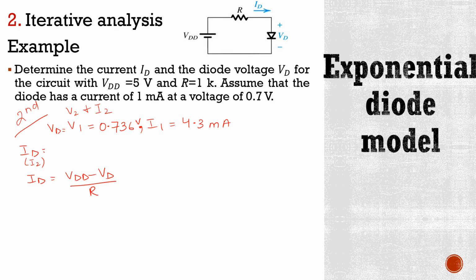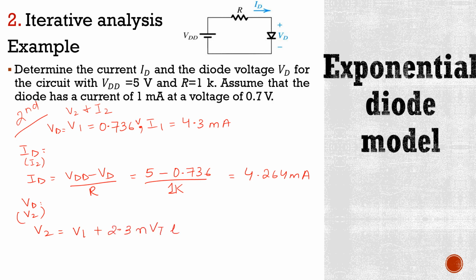Now in this case, VD is 0.736 and we know that R is 1 kilo ohm. So we will get 4.264 milliamperes. Now we will find VD or V2 by using the formula. V2 is equal to V1 plus 2.3 NVT log I2 divided by I1.